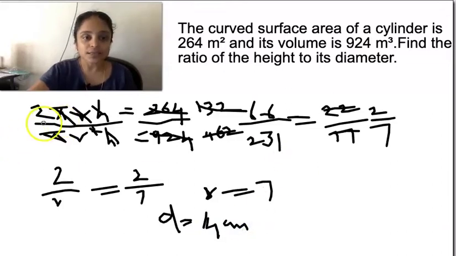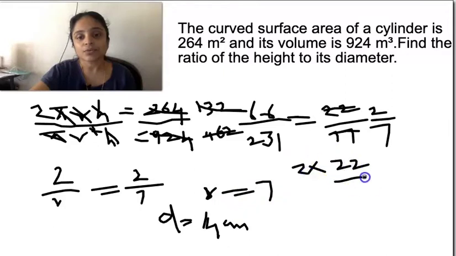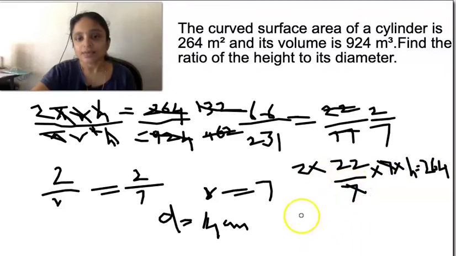Now substitute this here, in place of 2 pi rh, we can substitute r equal to 7. So 2 into pi is 22 by 7 into, we are asked to take pi as 22 by 7. R is 7 into h. What is it? Equal to 264. Now 7 and 7 will get cancelled. That is 44h equal to 264.